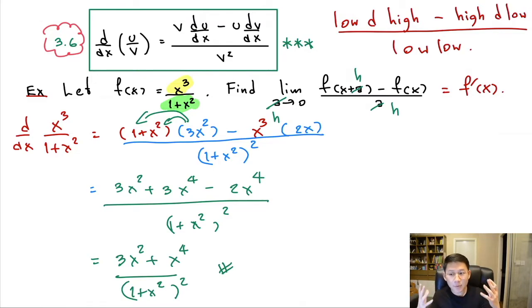Speak with me. Nobody is listening, right? You're studying online, so nobody is listening to you. So just say it with me: low d high minus high d low, divided by low low. Again, low d high minus high d low, divided by low low.